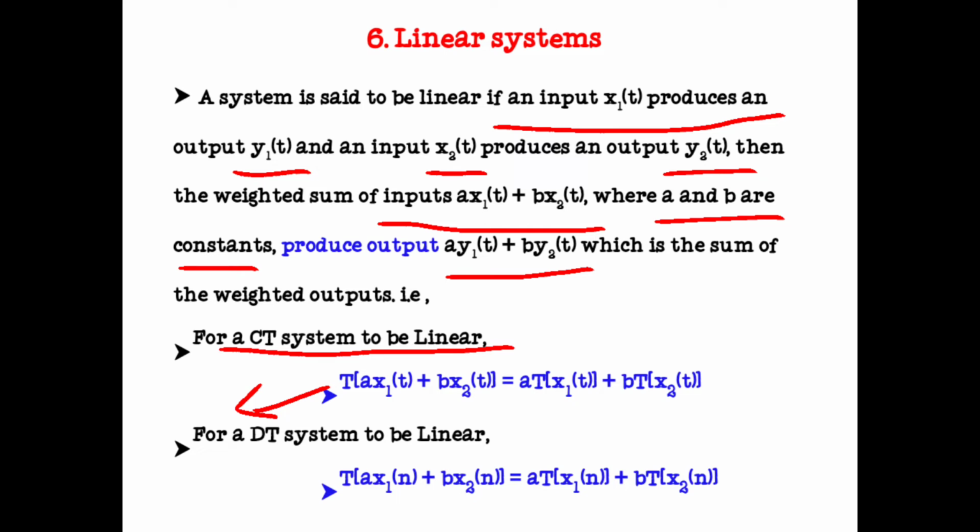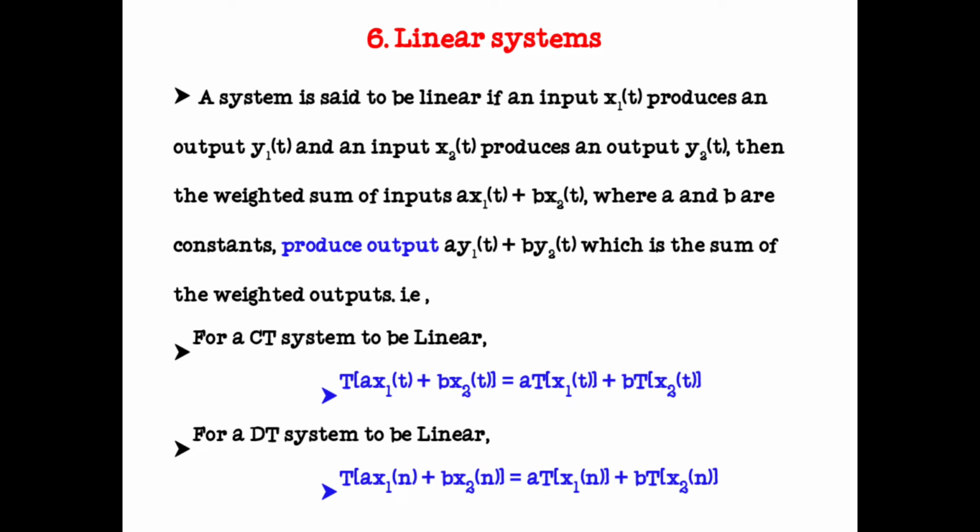Similarly, for a DT system to be linear, you replace small letter t by n. So here T, as usual, indicates the total or sum of a x1 of n plus b x2 of n is equal to a T x1 of n plus b T x2 of n. So let me explain it again. A system which obeys the principle of superposition and principle of homogeneity is called a linear system.